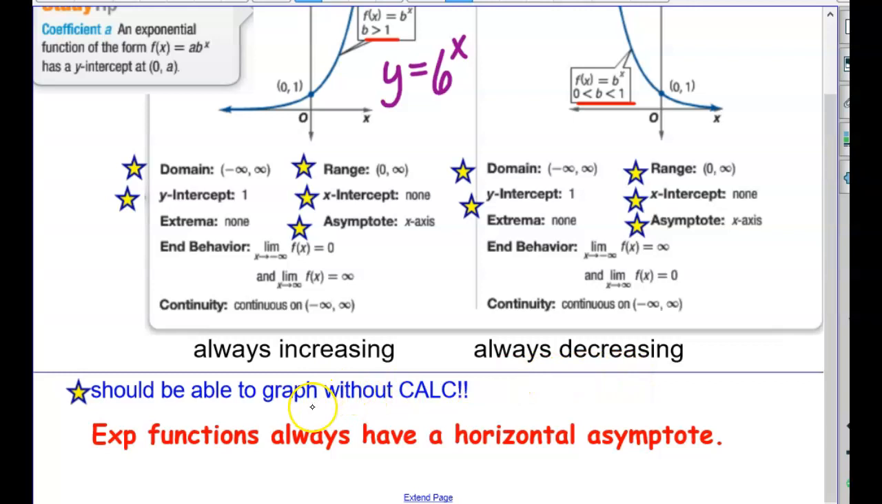For growth and decay, you are supposed to be able to do this without a calculator. I have many years given a quiz where they couldn't use a calculator on this unit. I'm just not going there this year. I think we have enough on our plates. So you will be able to use a calculator on the quiz, but you should be able to graph these without a calculator, the idea of them, at least find a few points and know what their shapes are, okay? This is important because later we're going to compare these to log functions, and exponential functions always have a horizontal asymptote, so they're this shape, okay?